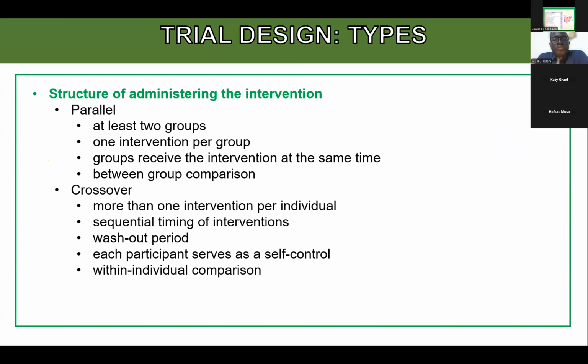Based on the structure of administering the intervention, trials can be classified as parallel or crossover. Parallel is one of the most common we do because it just involves comparing two separate groups with different interventions. The interventions are given at the same time, and after we finish, we compare outcomes between groups. This is different from crossover, where a single patient receives more than one intervention. It starts with a particular intervention, then the washout period, then the next type of intervention. So within-individual comparison is done for this kind of trial, as the patient serves as their own self-control.